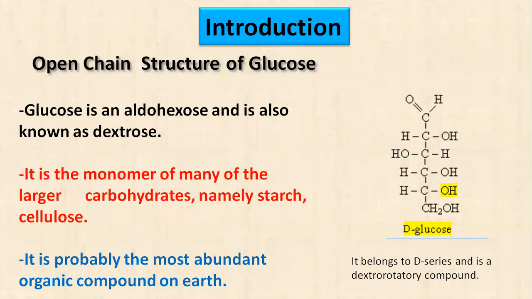First we see the open chain structure of glucose. Glucose is an aldohexose and is also known as dextrose. It is the monomer of many of the larger carbohydrates, mainly starch and cellulose. It is probably the most abundant organic compound on earth.